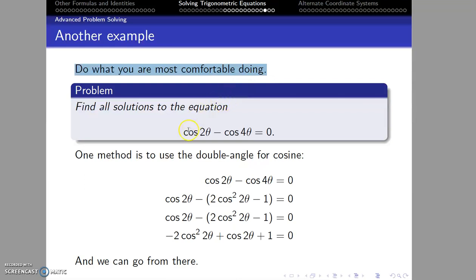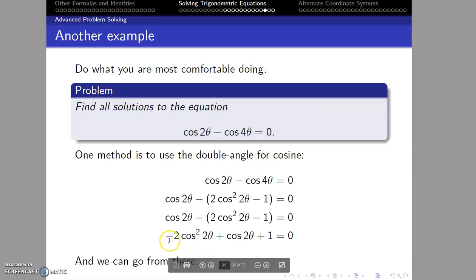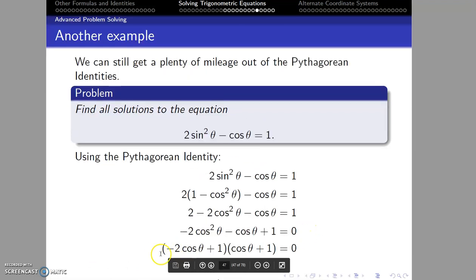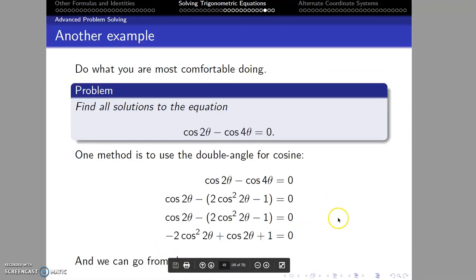So there's actually a couple ways to crack this one. I had kind of alluded to that in a previous video, but we'll go ahead and spell it out right here. If you need to solve the equation cosine 2 theta minus cosine 4 theta equal to 0, one way to go about it is to use the double angle for cosine. So we make an appropriate substitution there. We've got a quadratic now, negative 2 cosine squared 2 theta plus cosine 2 theta plus 1 is equal to 0. That actually factors just like this, actually.